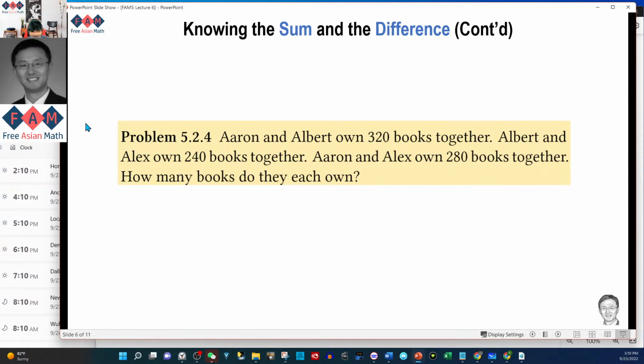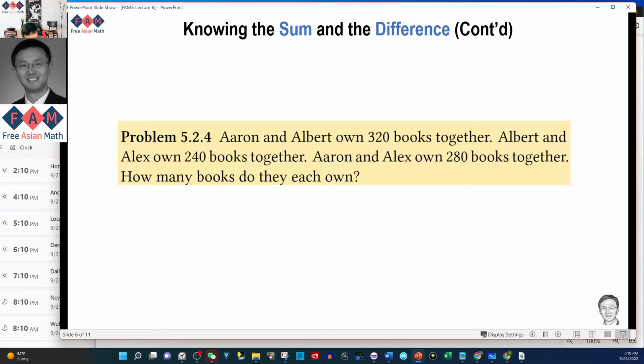Now, Aaron and Albert own 320 books together. They really love to read, don't they? Wait, there's a third guy now. Albert and Alex own 240 books together. Who's Alex? Well, just another boy, maybe.